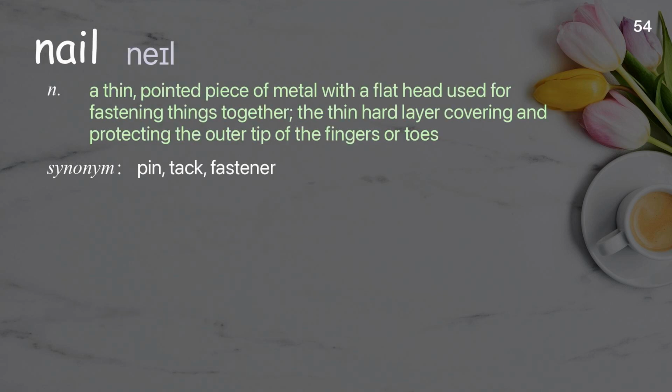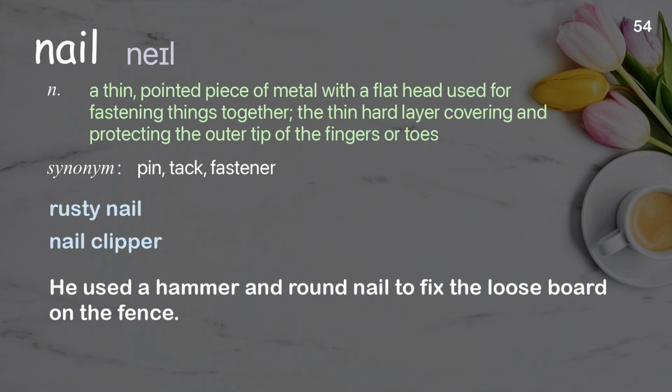Nail. A thin, pointed piece of metal with a flat head used for fastening things together. The thin, hard layer covering and protecting the outer tip of the fingers or toes. Examples: rusty nail, nail clipper. He used a hammer and round nail to fix the loose board on the fence.